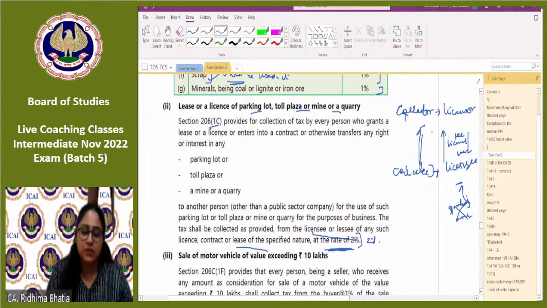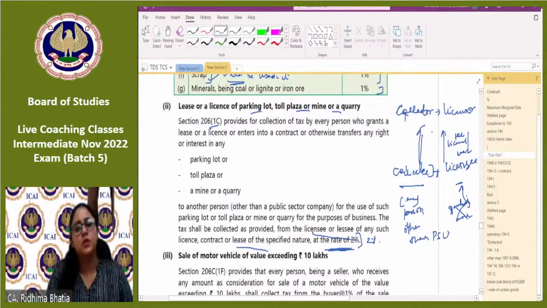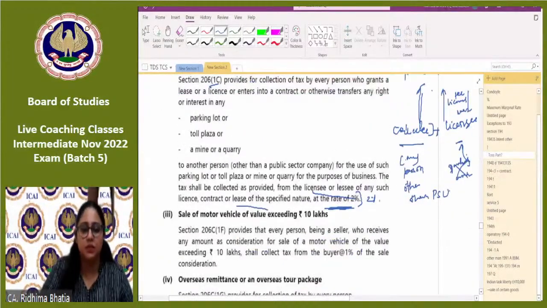He can be any person other than individual or HUF; individual or HUF only if in the preceding year the turnover is more than 1 crore in the case of business, or gross receipts are more than 50 lakhs in case of profession. Collector can be any person other than PSU. हर एक का collector is different. Please make a note. So this is subsection 1C. Again, from your perspective, the basic understanding is enough.